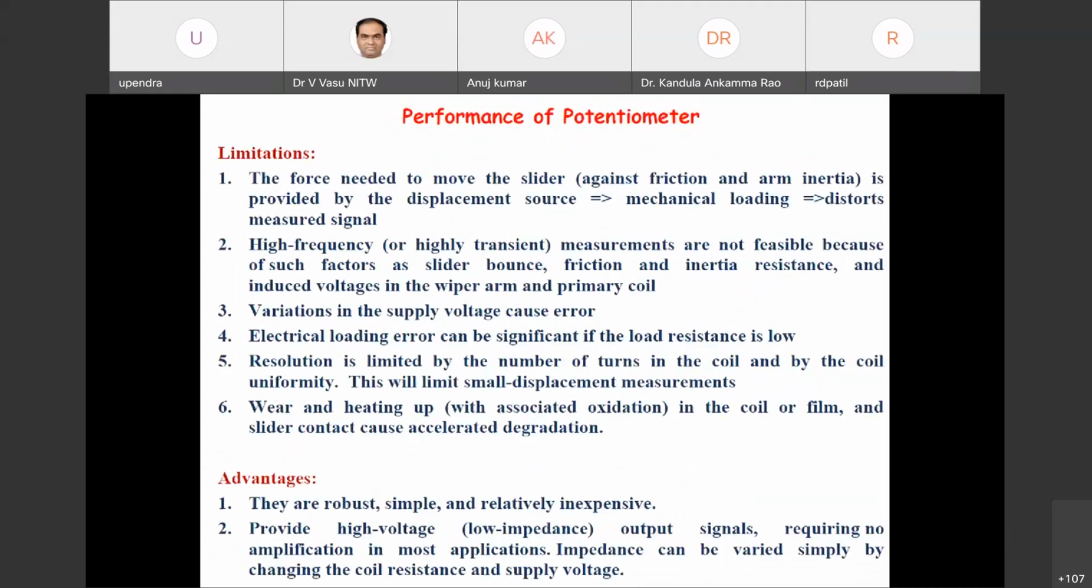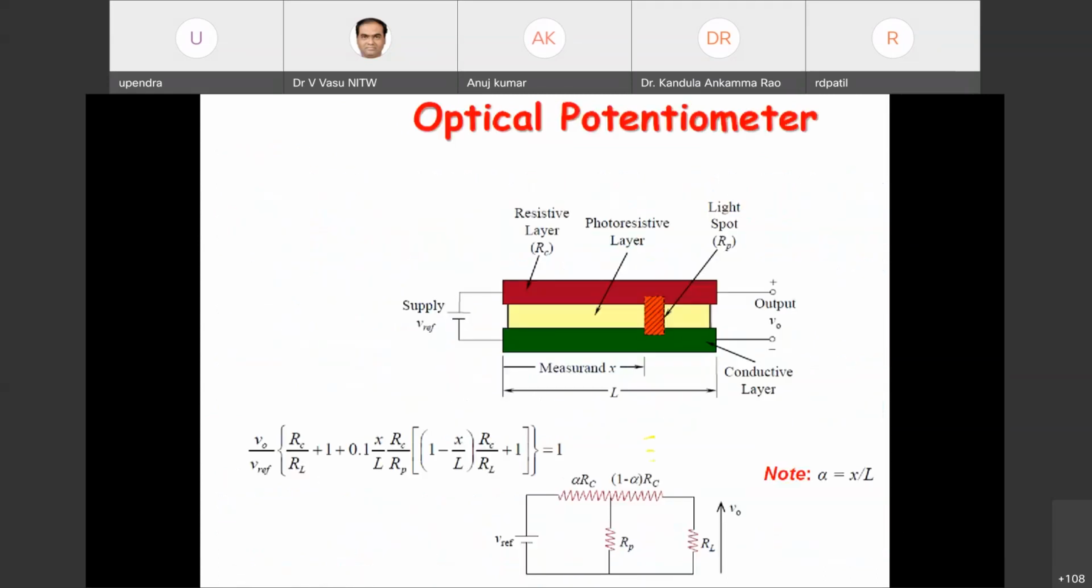The main disadvantage of this potentiometer is that since the slider is moving, some mechanical load occurs. Because of that, we get some disturbance in the measured signal. Since the slider is continuously moving, mechanical vibration also produces error signals. The main advantage is that it is robust, simple, and inexpensive. It is very low cost; we can get a potentiometer for 100 to 200 rupees.